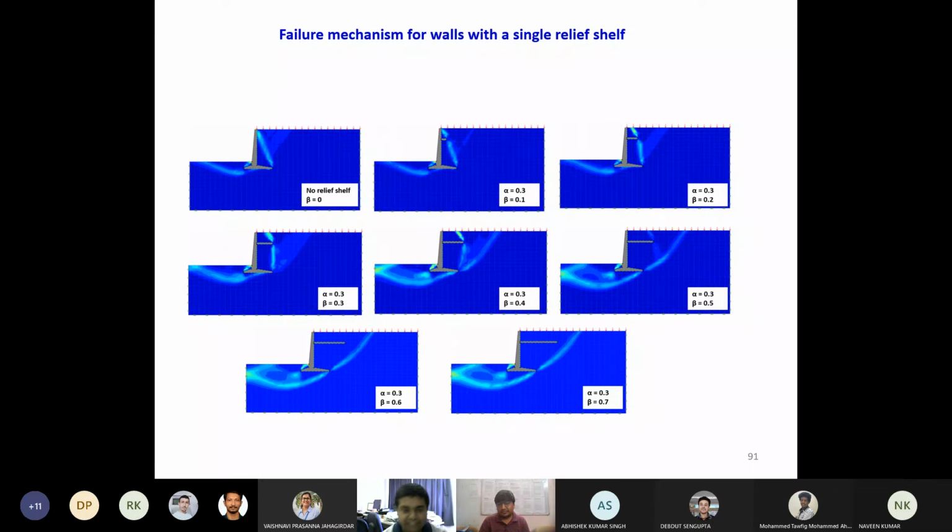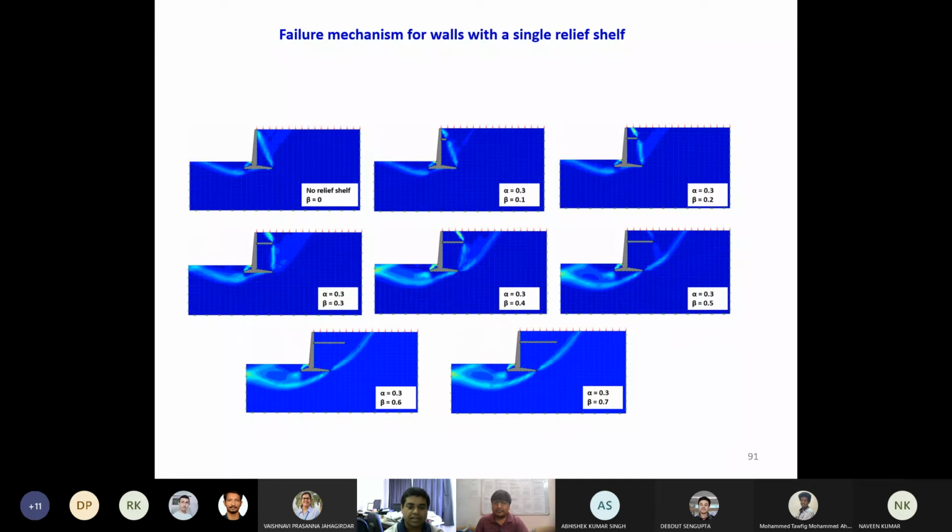Okay, Dr. Vinay, I just have two specific queries. When we do the physical modeling in the lab, it is fine that we lay the layers of soil, and when we reach a particular height, we attach the relief shelf and use glue to stick the sand and so on. We do it in stages.